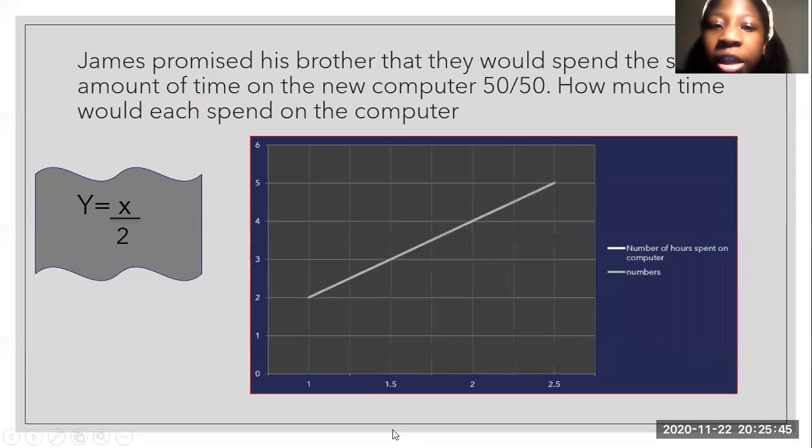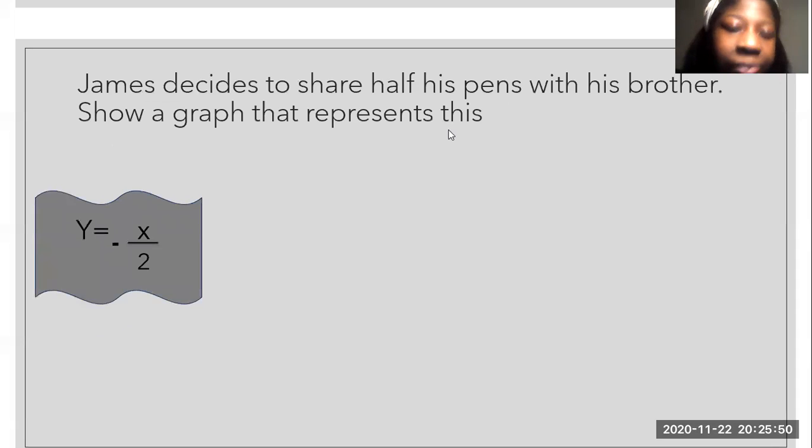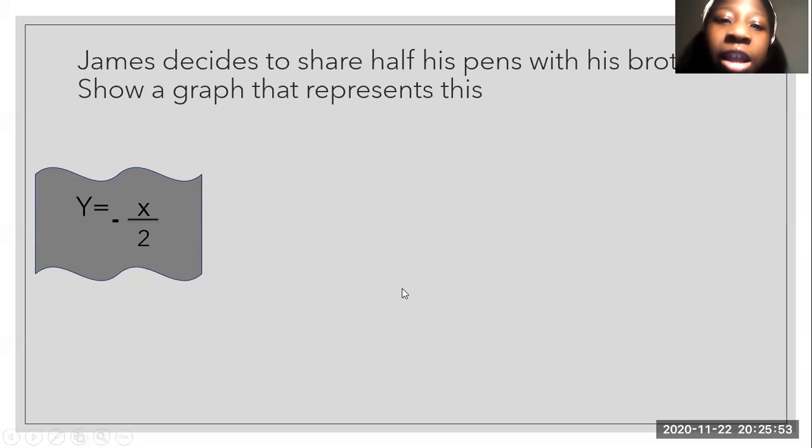And this is our corresponding graph with it. It'll be best to move this down here. Okay, next we have James decides to share half his pens with his brothers. I don't know why I did pens. Show a graph that represents this. So he'll share half his pens. We'll have to see how many pens he'll have left. So if he has 2 pens, he'll have 1 left. If he has 3 pens, he'll have 1.5 left, and so on. And this graph will actually be decreasing because he is subtracting from his pens.